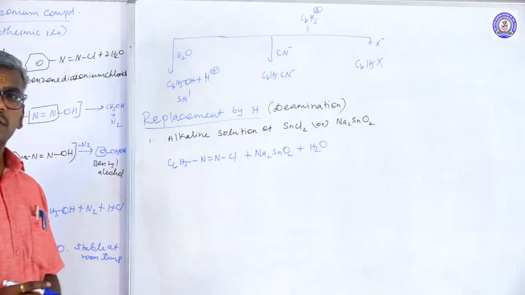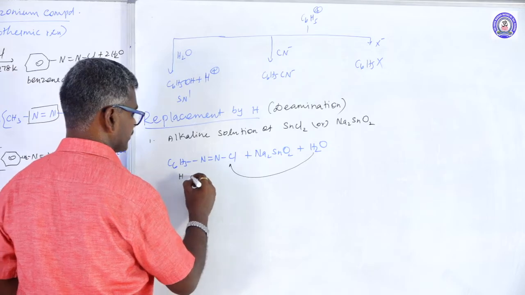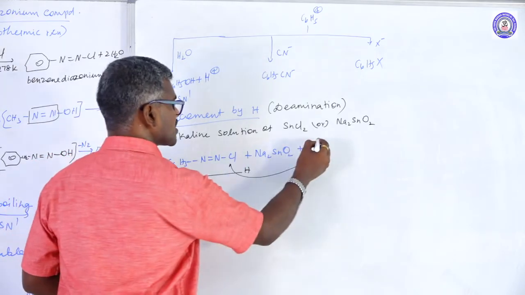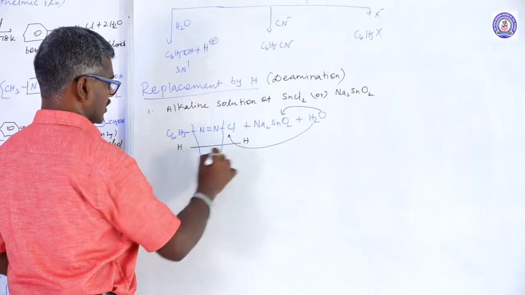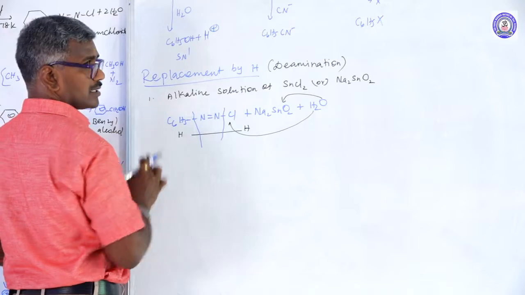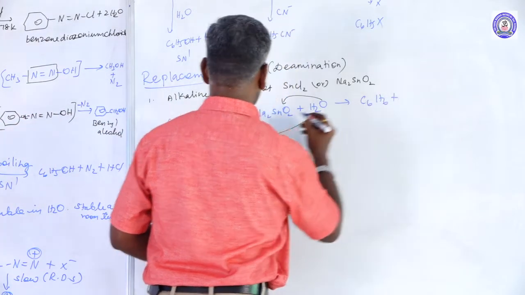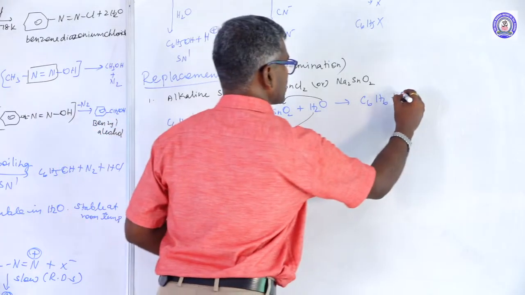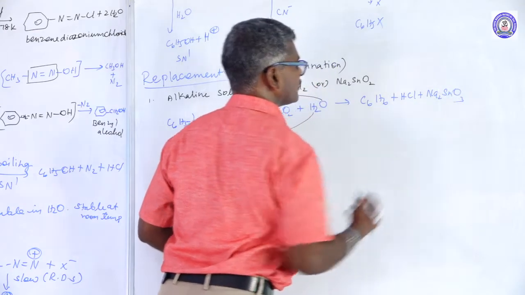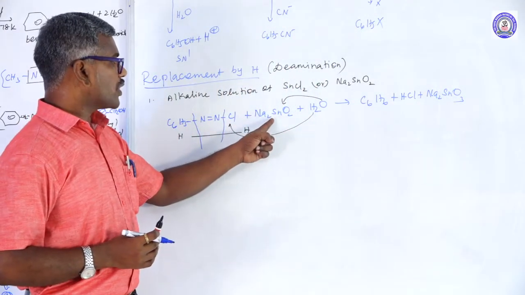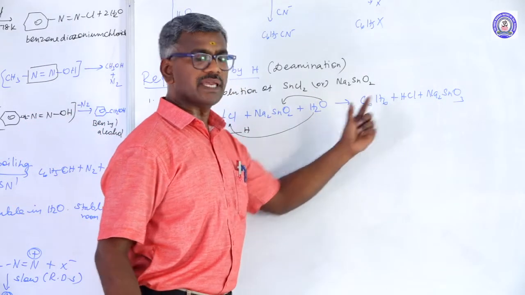How does this reaction take place? Here hydrogen reacts with this compound, and oxygen reacts with this compound. This bond breaks. What is the product? C6H5 plus hydrogen forms benzene, with removal of HCl plus Na2SnO3. Sodium stannite is converted to sodium stannate, giving the preparation of benzene.